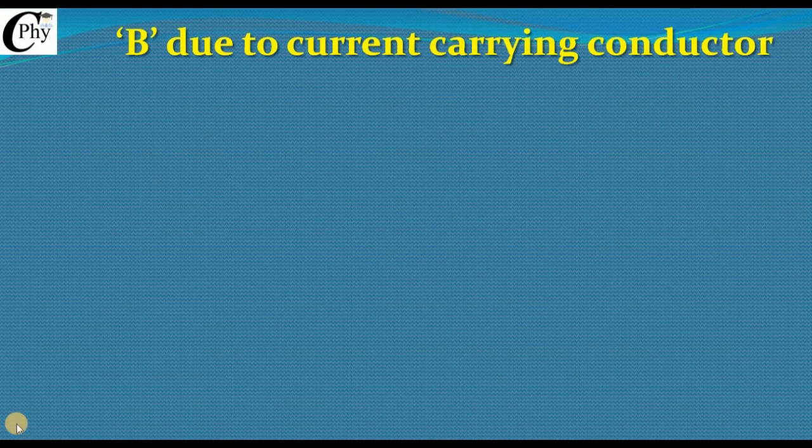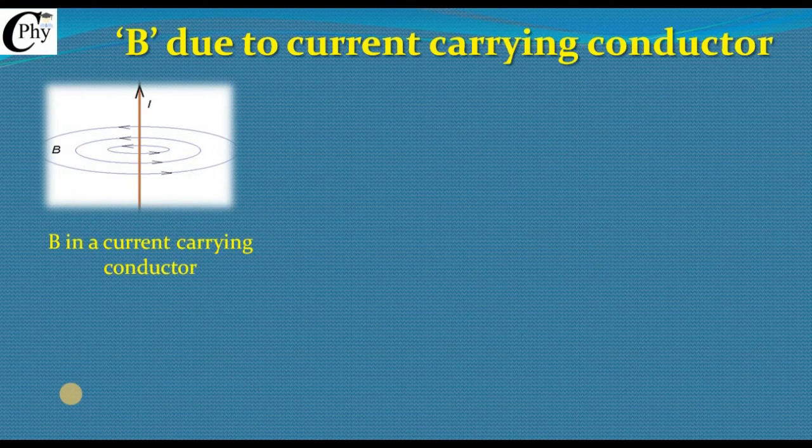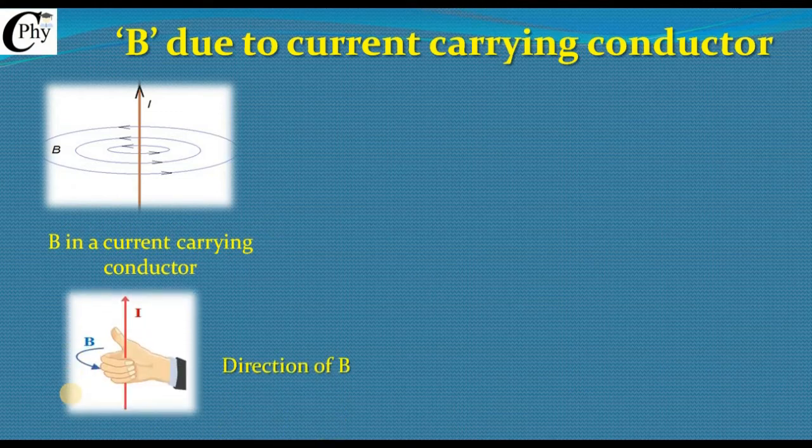Now let's understand how a magnetic field is generated due to a current carrying conductor. If a steady current I flows through a conductor, a magnetic field is generated around the conductor and its field strength decreases as you go far from the conductor. The direction of this magnetic field can be found by the right-hand rule, which says that if you grasp the wire with your right hand so that your thumb points in the direction of the current, then your fingers will encircle the wire in the direction of the magnetic field.